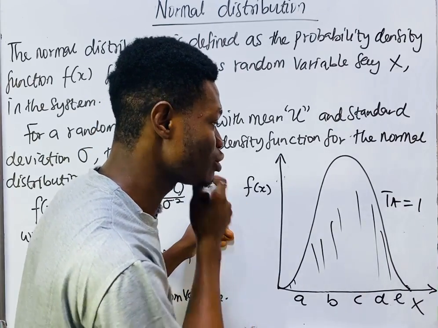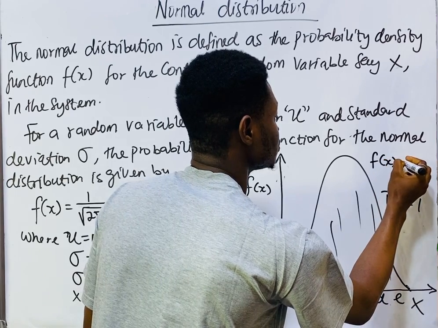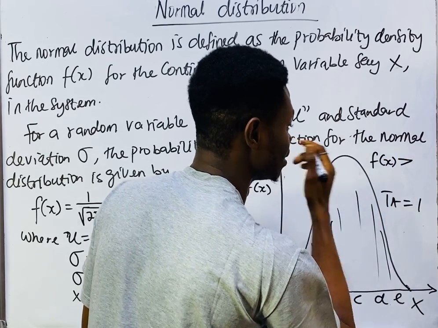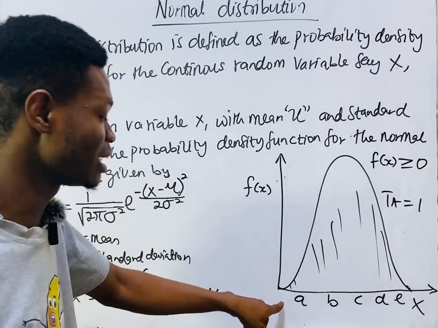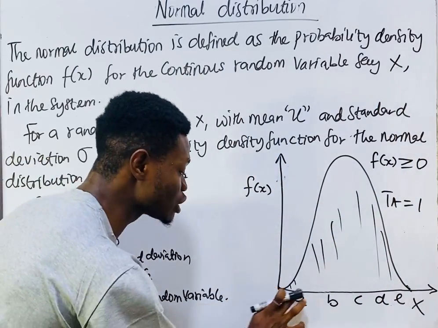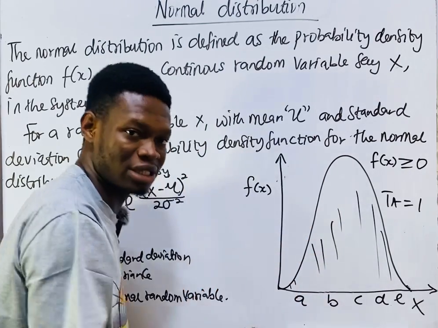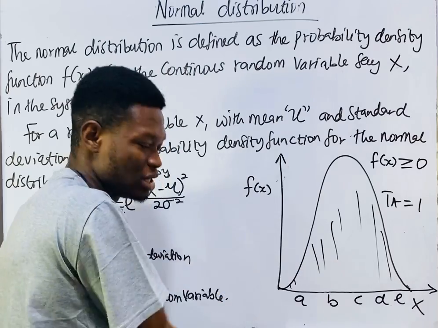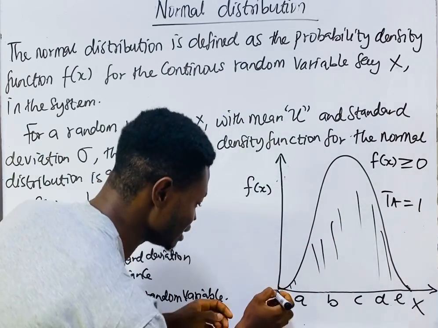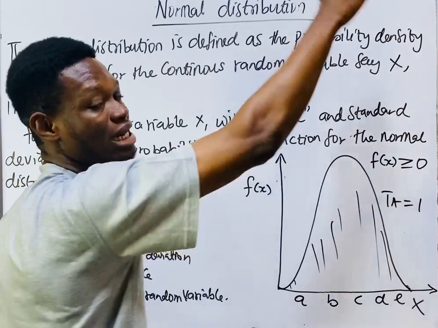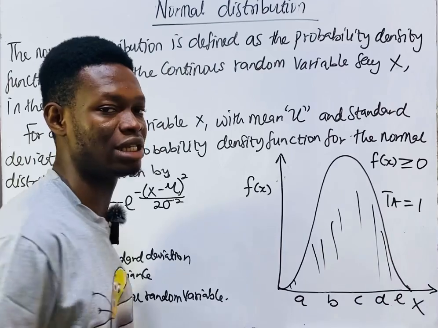It's also telling us that our f of x must be greater than or equal to 0. So this curve must be greater than or equal to 0. You cannot see the curve go below 0. As you can see, this is our origin, we started from here, and the curve cannot go downwards like this.